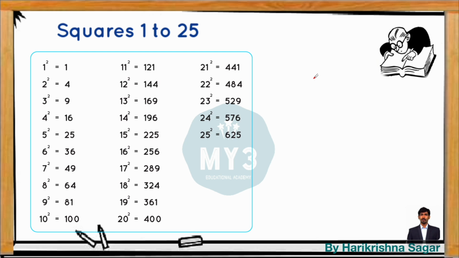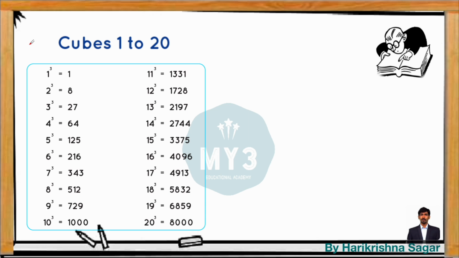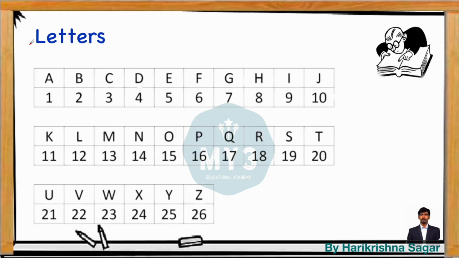Before you solve the questions of sequence and series, you must remember the square numbers ranging from 1 to 25, very important, and cube numbers ranging from 1 to 20, and similarly the alphabets from A to Z with their respective positions. This is a basic prerequisite, please do remember.